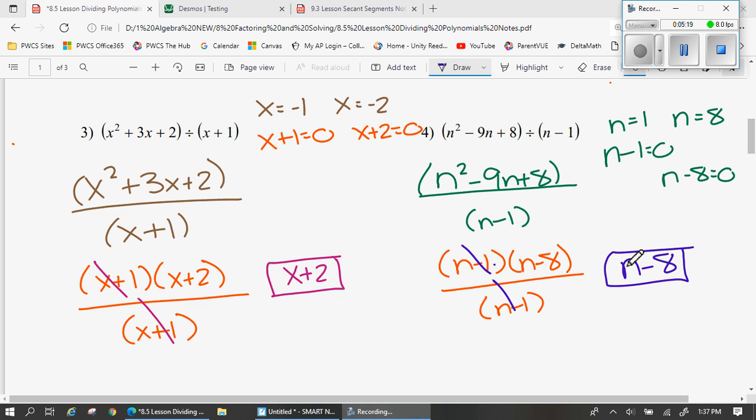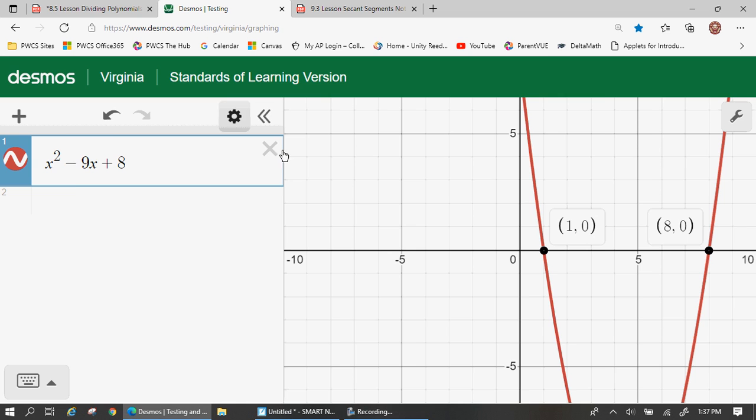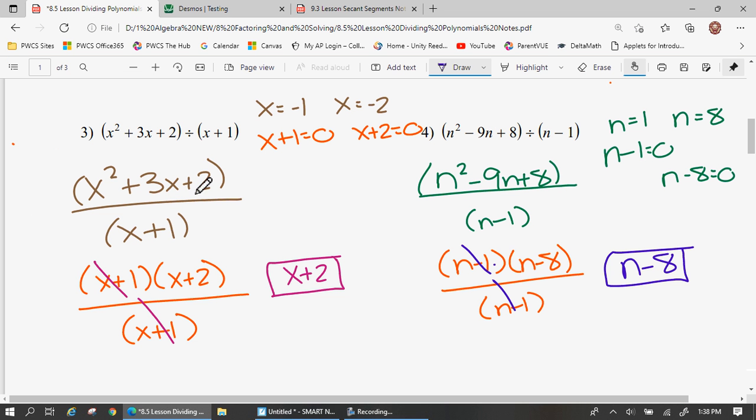So hopefully you got n minus 8. Check your work. You should have gotten n equals 1, n equals 8, or x equals 1, x equals 8, because you had to use x in the calculator here. We can cancel those n minus 1s, and we're left with n minus 8. That's our final answer after doing this division.